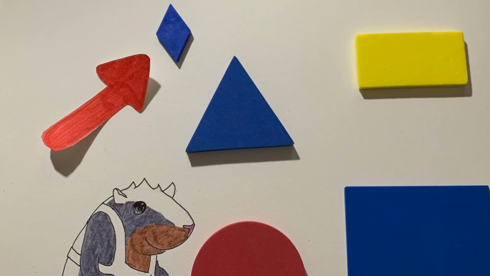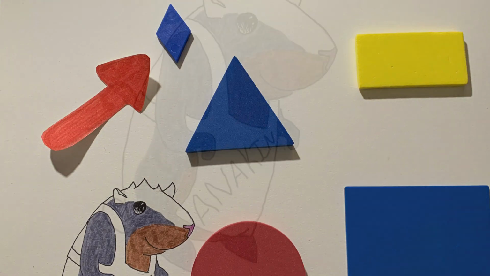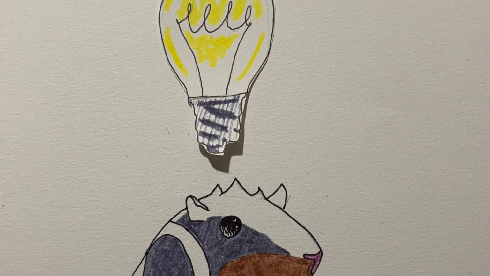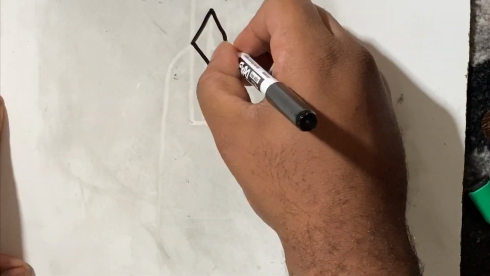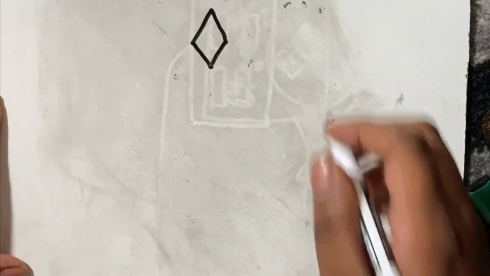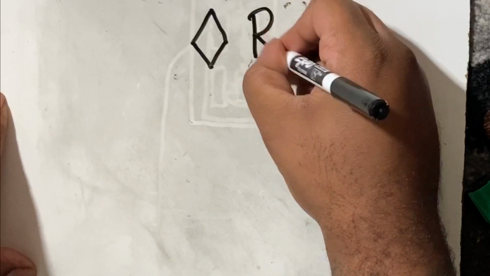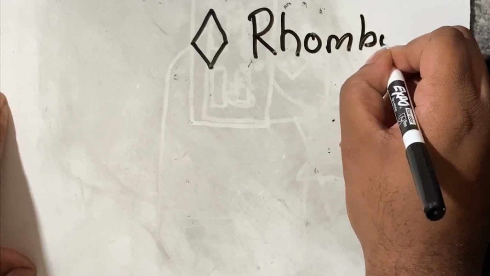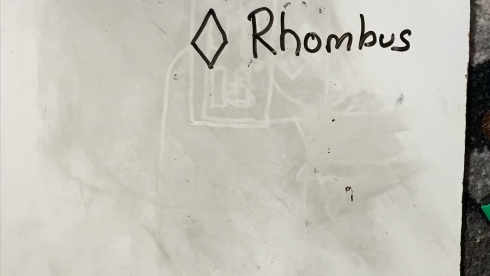Yeah. Next, we have what's commonly called a diamond. What's another word for this shape? I'll give you a hint. It starts with an R. Another word for a diamond is a rhombus.